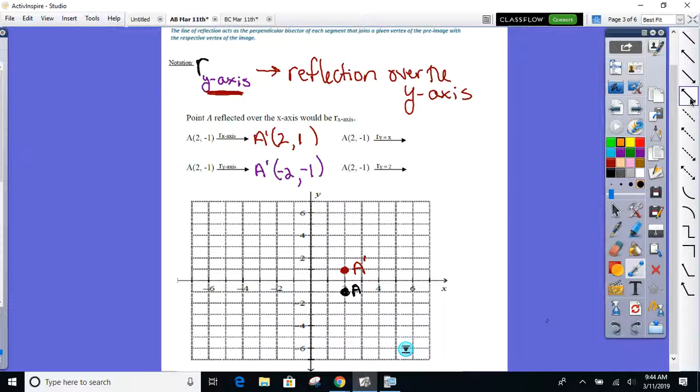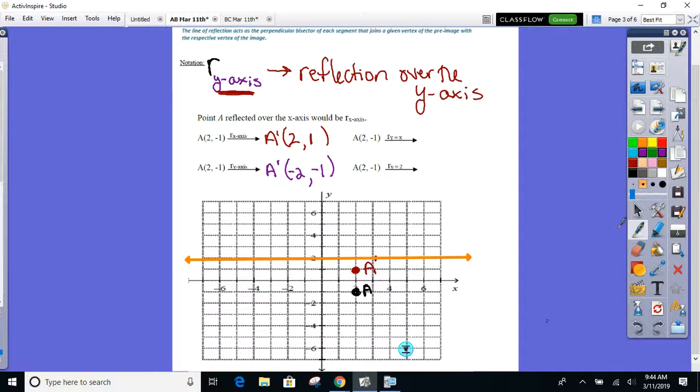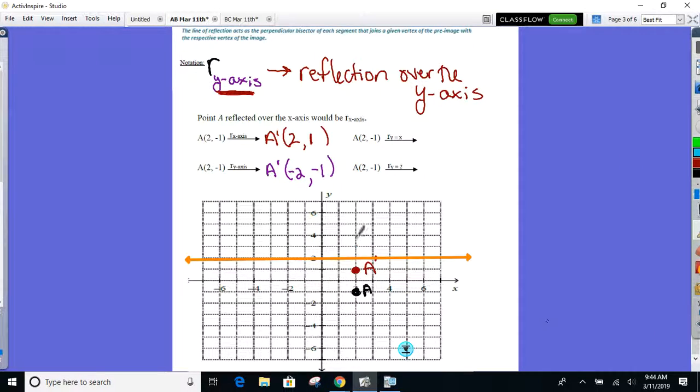Y equals 2. Caleb, what do you got? Say it again. Horizontal line going through 2. All right, horizontal line. So here's the line I want you to reflect over right there. Y equals 2, horizontal line going through 2. Distance does not change. So everyone go ahead, count the distance from A to that line we're going to reflect over. How far away are they? 1, 2, 3 units. So I'm going to go 1, 2, 3 units in the other direction.